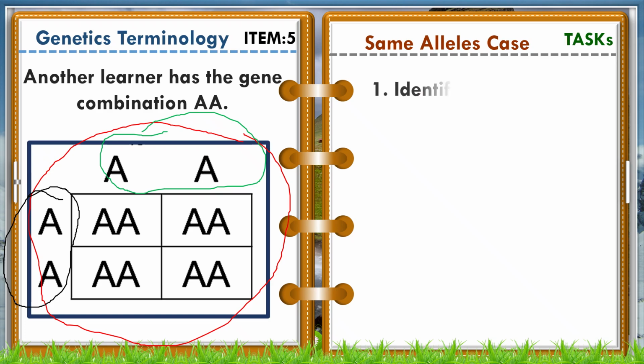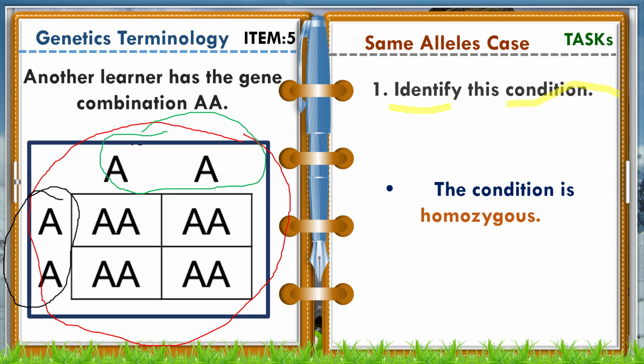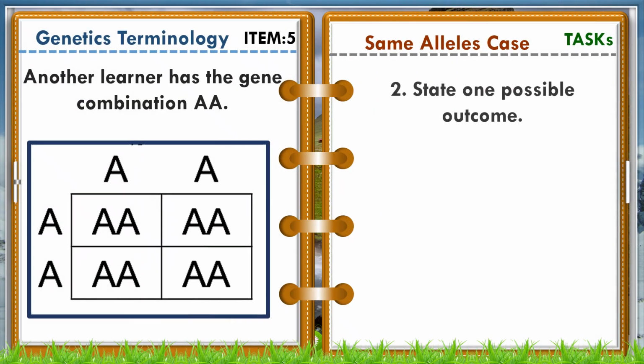Tasks: identify this condition. This condition is homozygous. State one possible outcome.